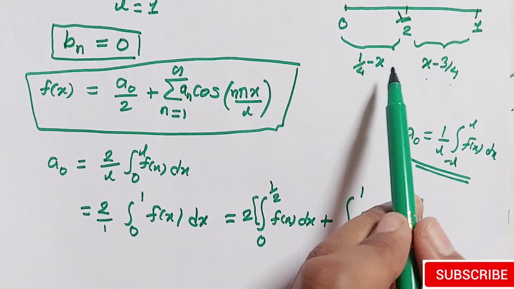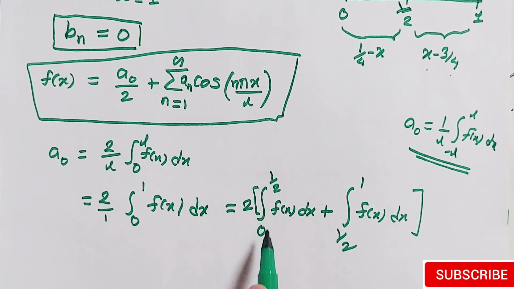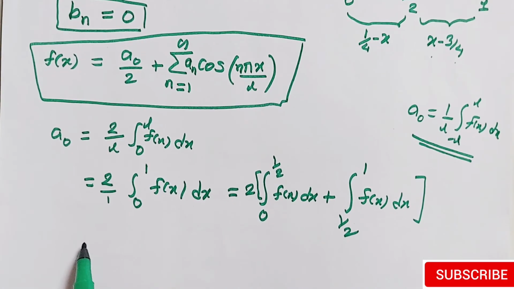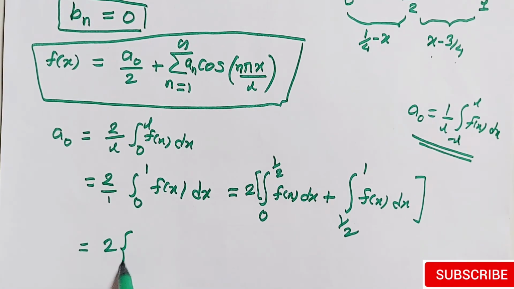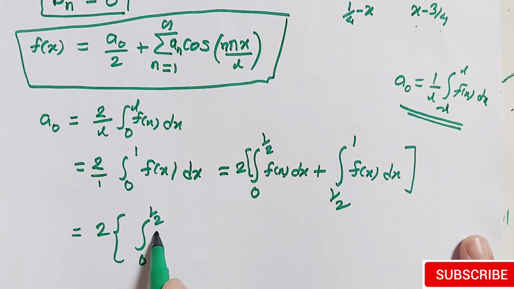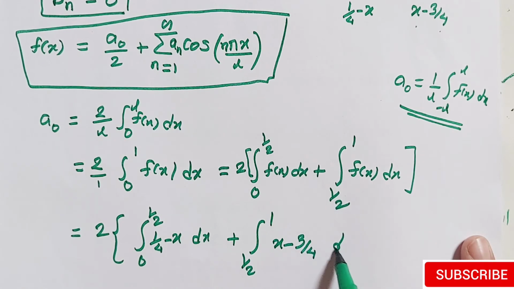The way the function is given, in the same way you have to break this integral. Now put the value of the function. So from 0 to 1/2, the value of the function is 1/4 − x dx, plus from 1/2 to 1, the value of the function is x − 3/4 dx.